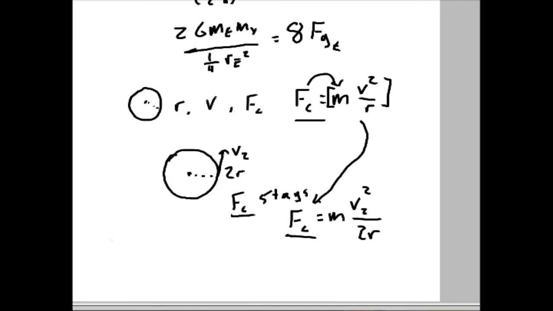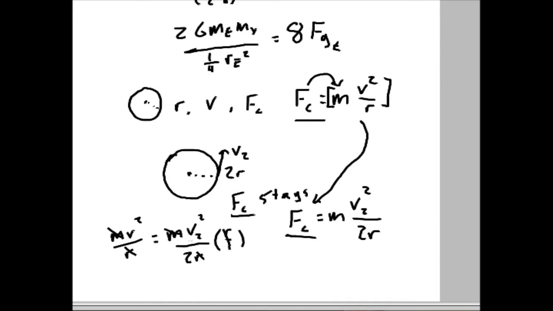So I've got m v squared over r equal to m v2 squared over 2r. Well, mass is on both sides, so that cancels. And if I multiply both sides by r, my r cancels too. So my r's are gone. It leaves me with v squared equals v2 squared divided by 2.